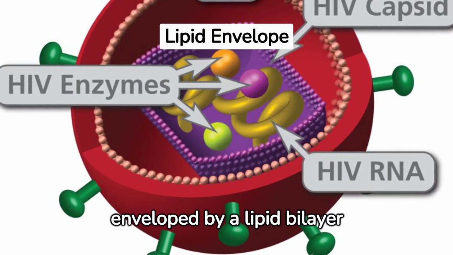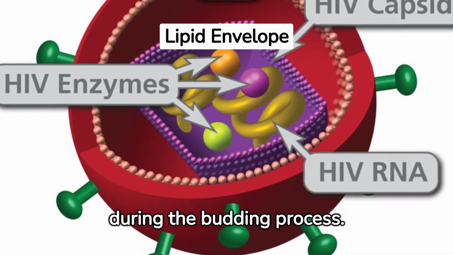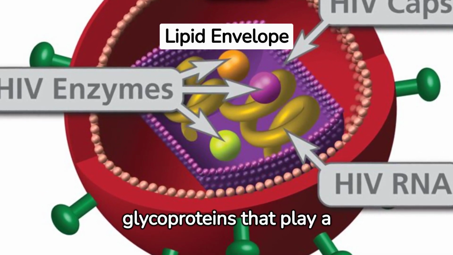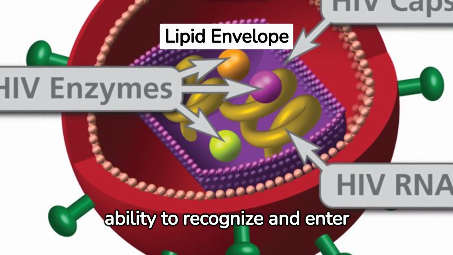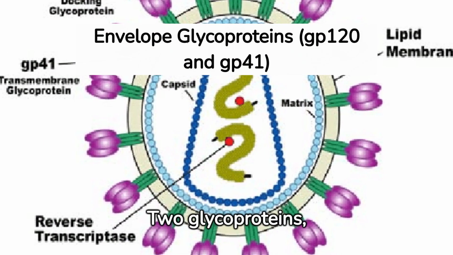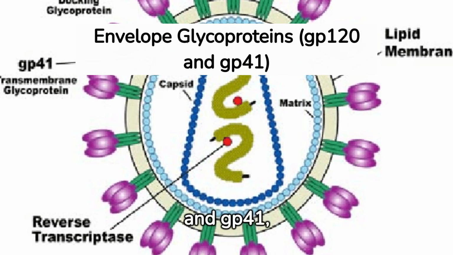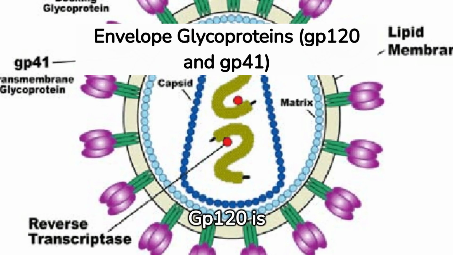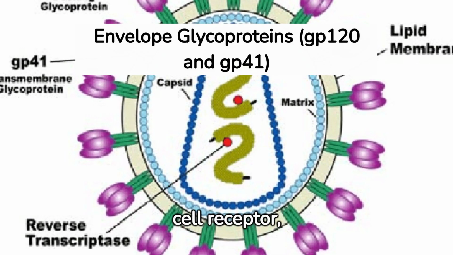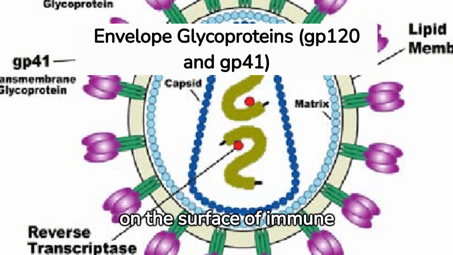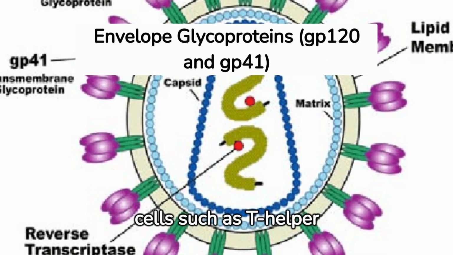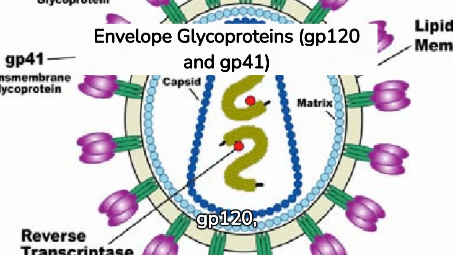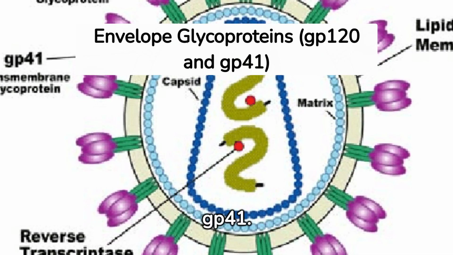HIV is enveloped by a lipid bilayer derived from the host cell membrane during the budding process. This envelope is studded with viral glycoproteins that play a pivotal role in the virus's ability to recognize and enter target cells. Two glycoproteins, GP120 and GP41, protrude from the viral envelope. GP120 is responsible for binding to the host cell receptor, typically CD4, found on the surface of immune cells such as T helper cells. This initial interaction triggers a conformational change in GP120, exposing the fusion peptide of GP41.